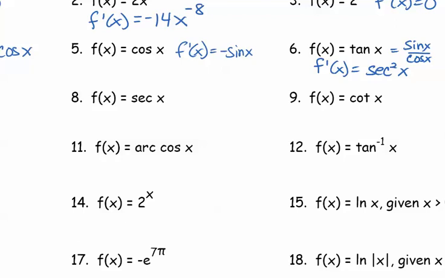I'm just going to go backwards here instead of scrolling each time. So the derivative of cotangent, when it starts with a co, we know the derivative is going to be negative. So the derivative of cotangent is negative cosecant squared x. The derivative of secant is secant times tangent.